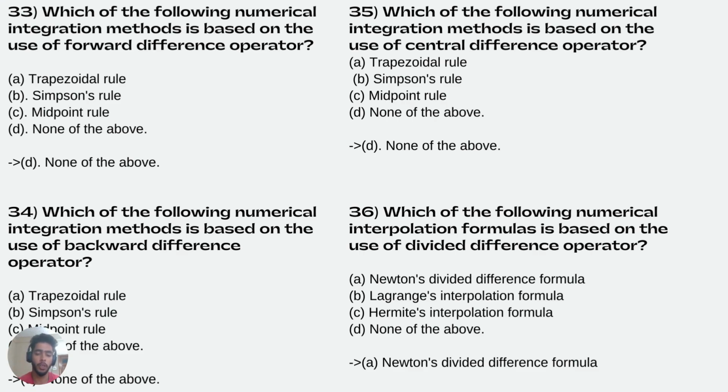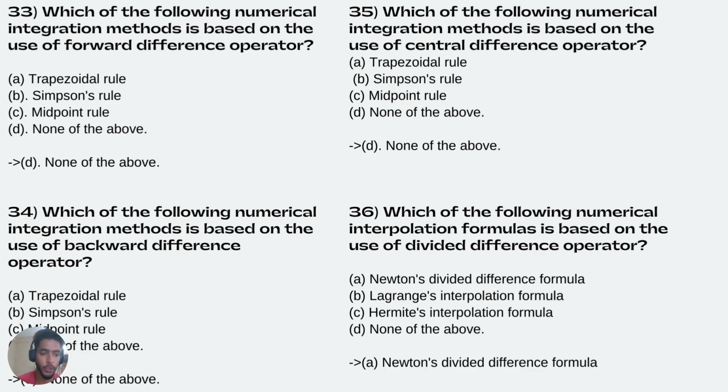Which of the following numerical interpolation formula is based on the use of divided difference operator? Going by the options, we have Lagrange's interpolation, Hermite interpolation, and Newton's divided difference. It is used when we have equal intervals. Lagrange interpolation operates on unequal interval. Hermite's interpolation is just an advanced version of it. So Newton's divided difference formula is going to be the answer.